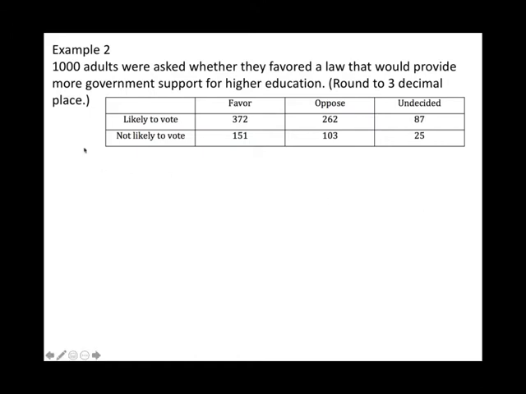So I do have the chart here. This means favor the law. We have 372 people who are likely to vote and favor the law, and 151 people who are not likely to vote but favor the law. If you want to find the total of the people who favor the law, add up these two numbers. And if you want to find the total of the people not likely to vote, add up these three numbers. Okay, understand, right?